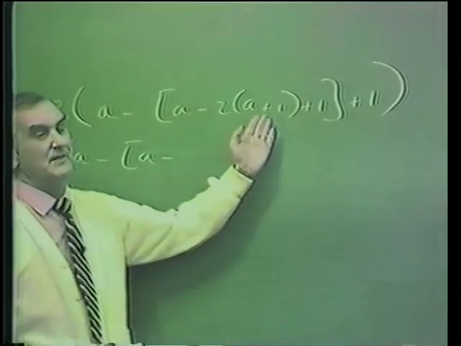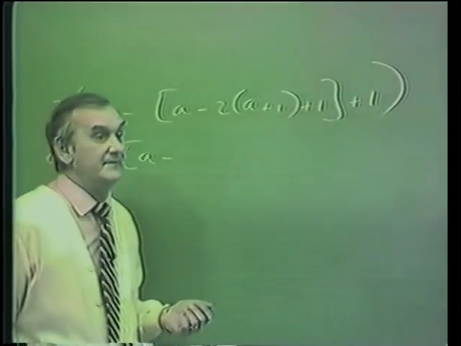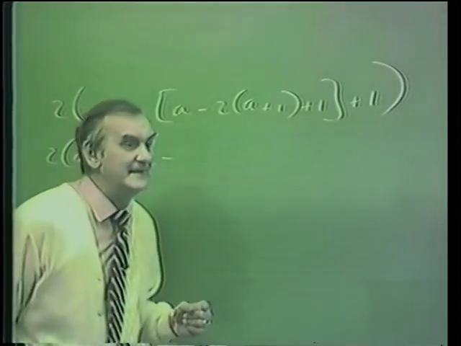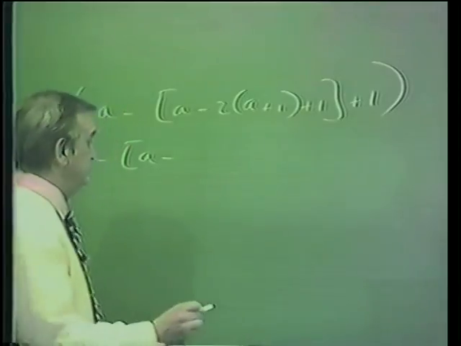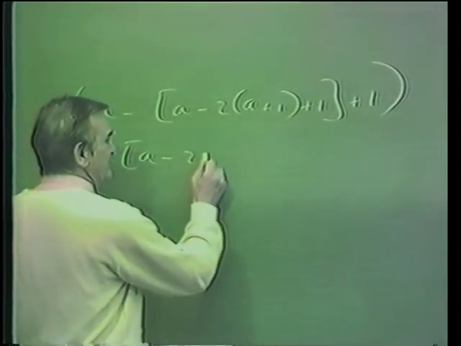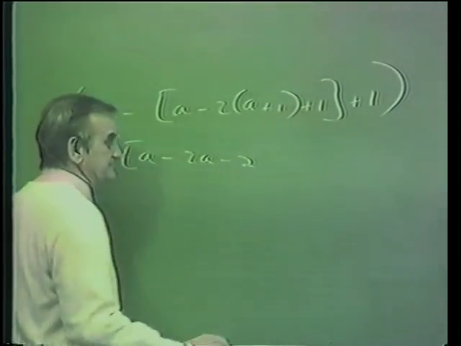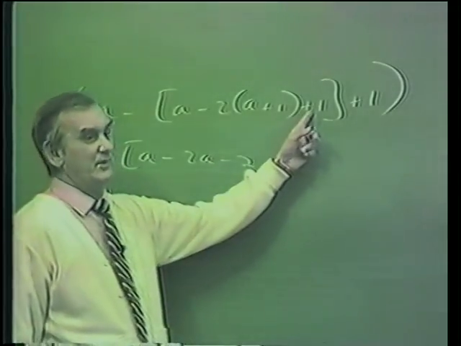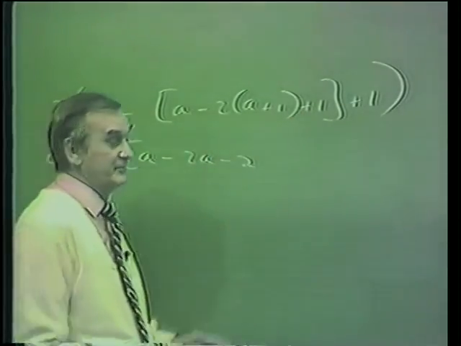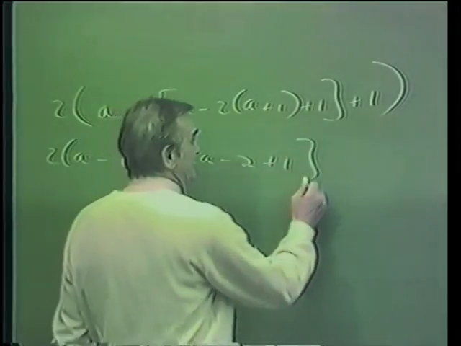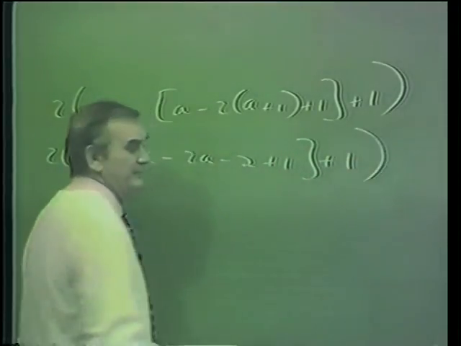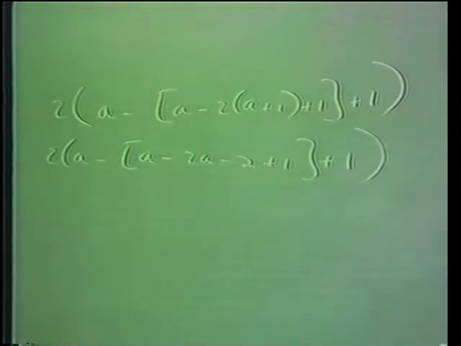Now it says to multiply everything in this parenthesis by what? By negative 2. That means we get negative 2a, negative 2. We don't multiply this 1 by the negative 2 because it's not in the parenthesis. We just bring it down. And there the parentheses are removed.